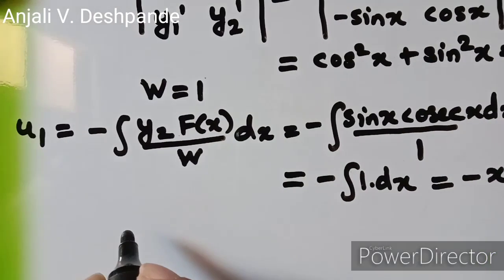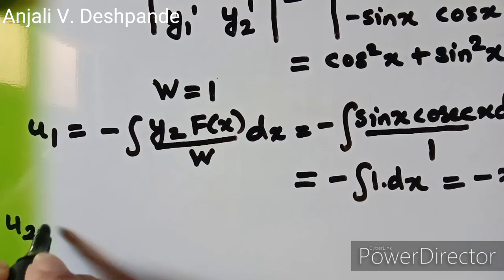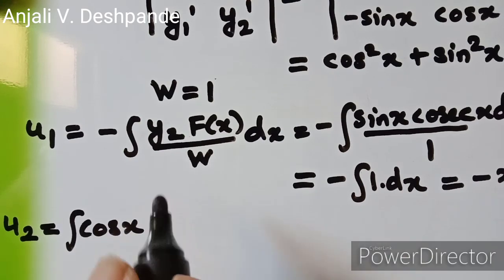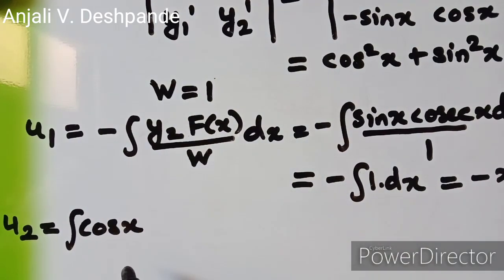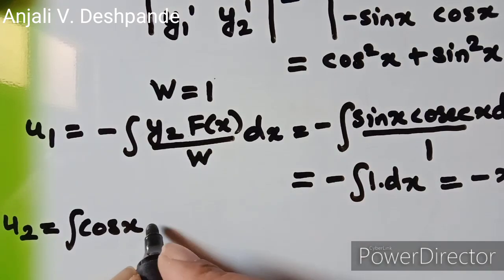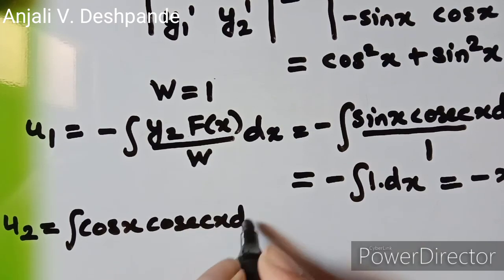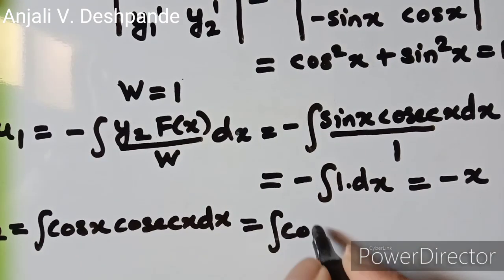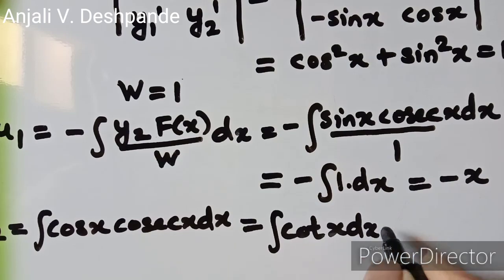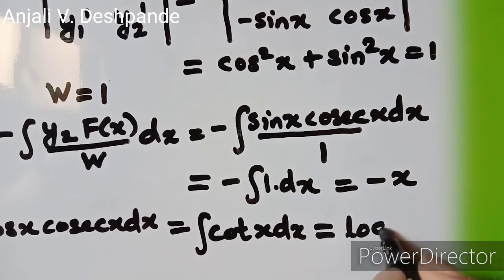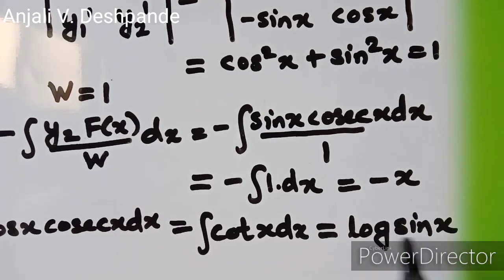Now we will calculate the value of u2. So u2 is equal to integration of y1 into f(x) divided by W. So cos x into f(x), that is cosec x, dx divided by 1, which is nothing but integration cot x dx, which is cos upon sin. So this is equal to log of sin x.